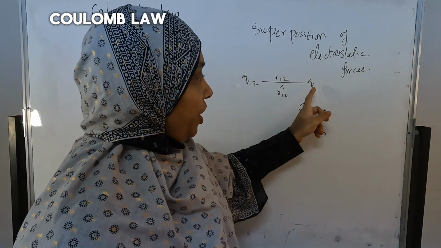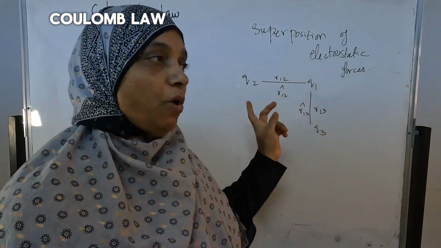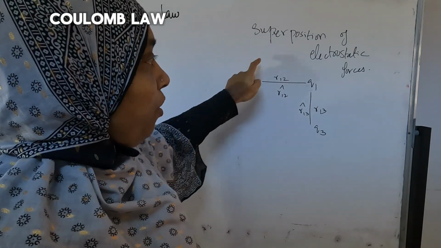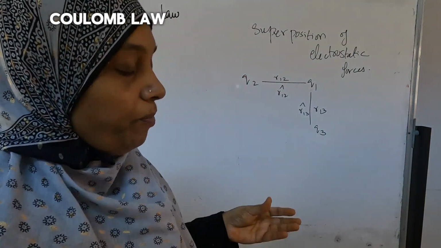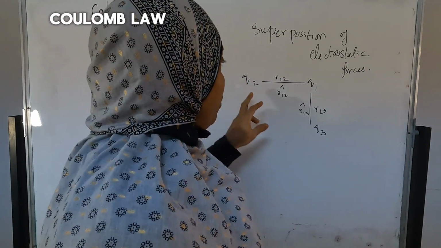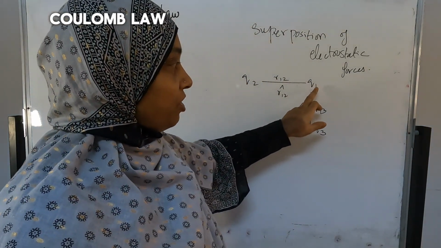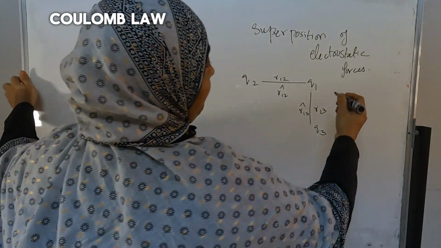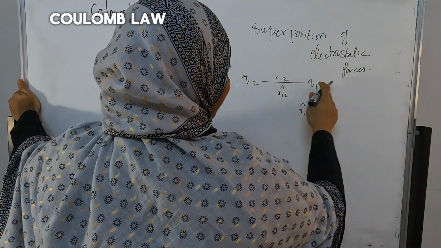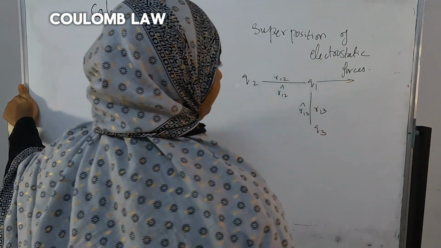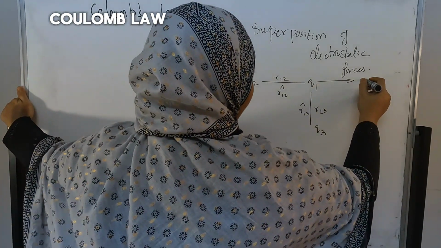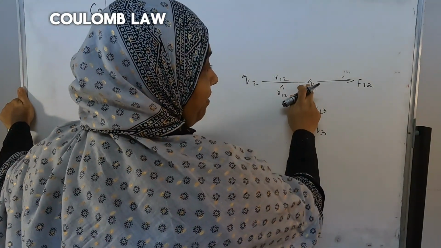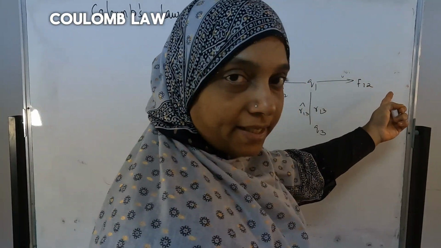Now Q2, Q3, Q1, like this 3 charges are there. How the net force is calculated from this, we will see. That is the superposition of electrostatic forces. The superposition principle we are going to use. So how to do it: Q2 is going to act on Q1. Both of them have the same sign, so it is repulsive. Where will Q1 go? It will act in this direction. So this will be F1,2. In this position only we are seeing. So this will go in this direction.